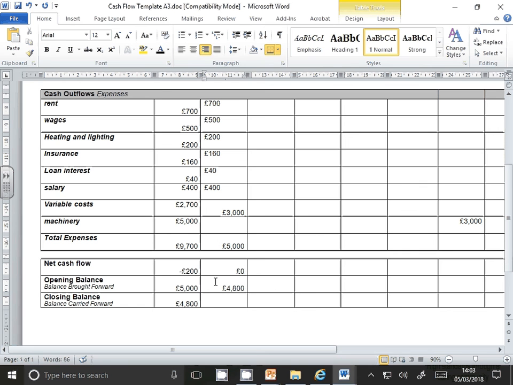So we know the opening balance is 4,800. So what we need to do is add on to that the net cash flow. So 4,800 add nothing, it actually remains the same, 4,800. The closing balance becomes the opening balance, like so, and the whole process starts again. So I'm going to leave it at this point.